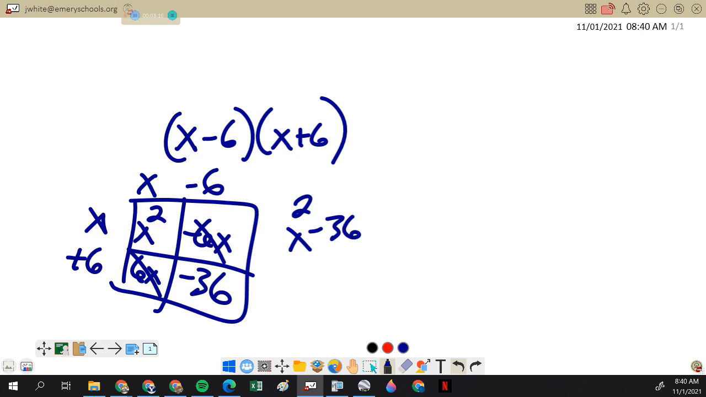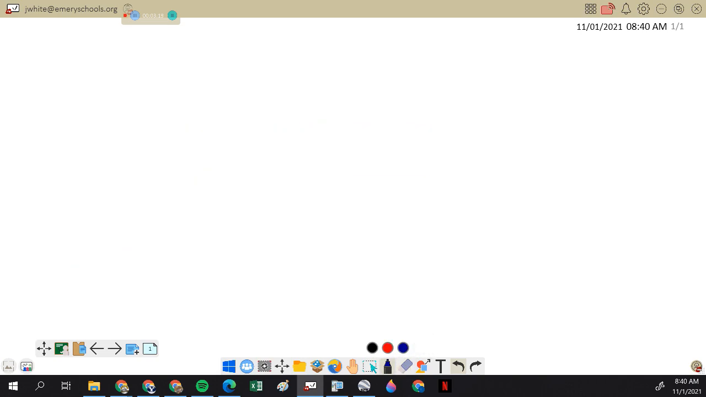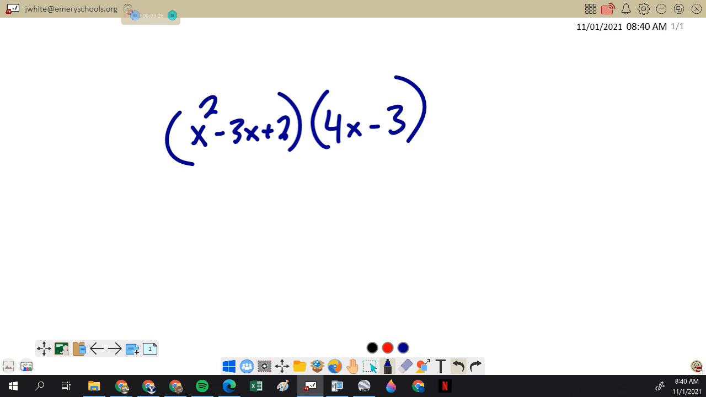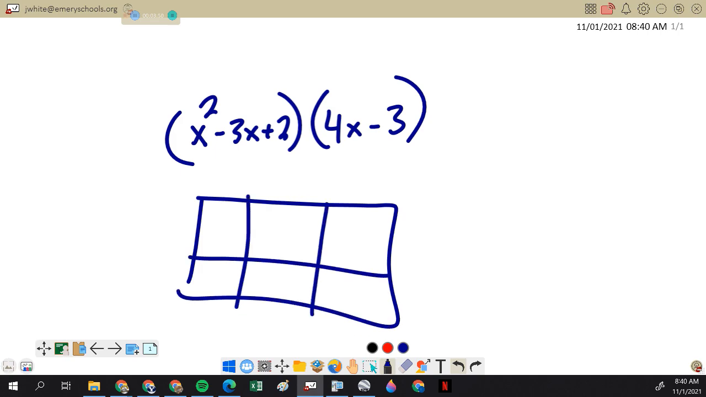Okay. All right. And then what if I had, how would I multiply those together? Yeah, the box we're going to draw will be a rectangle instead of a square. Should it be 3 by 2 or 2 by 3? It actually doesn't matter. You're going to get the same answer either way. So 4x minus 3, x squared minus 3x plus 2.